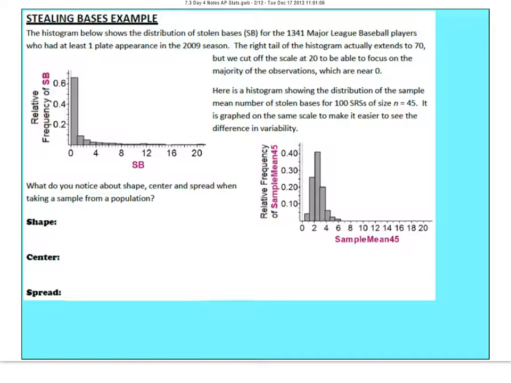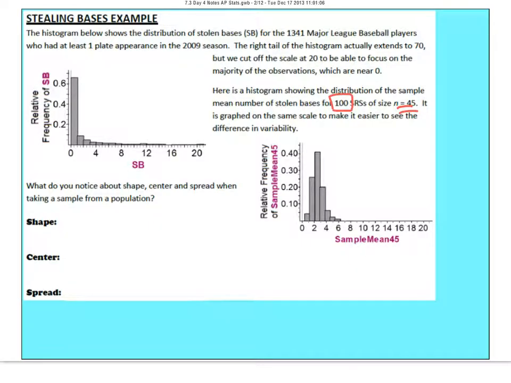Now it is interesting in here, this is their actual population graph, and they're telling us here, be careful, the histogram actually goes out to 70, they just cut it off at 20 so we could focus on it more. So it's very much skewed to the right. Okay, so then what they did with this data is they took an SRS 100 times, they used a sample size of 45. So they randomly chose 45 players and then computed the mean for that. When they did it, this was the sampling distribution of the means that they got.